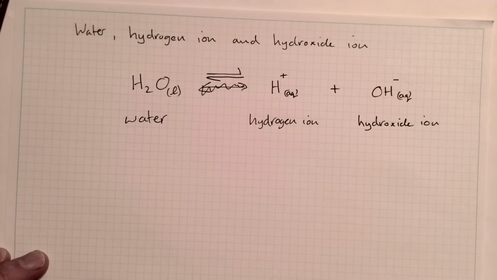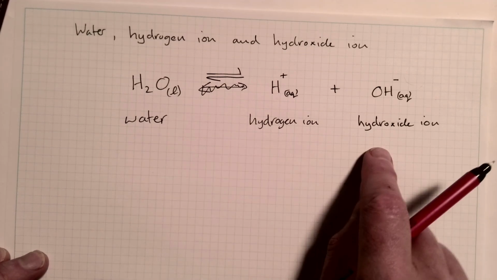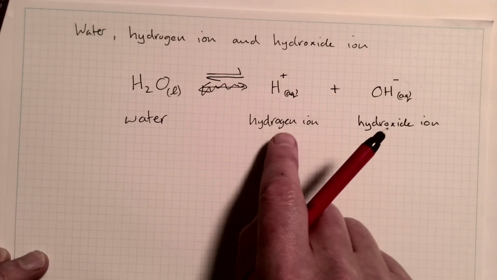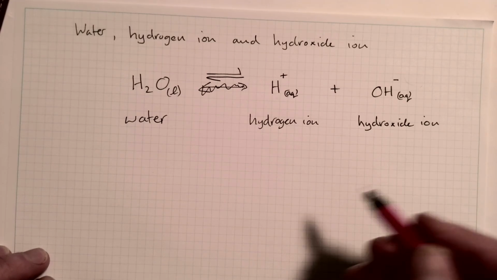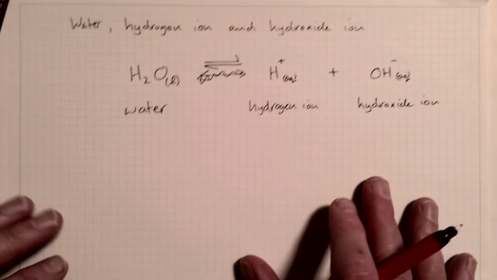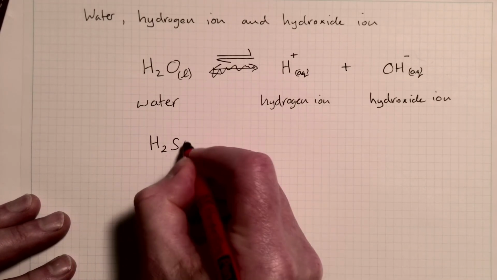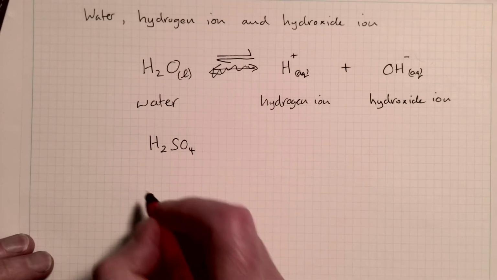So is water a base? Well, it produces hydroxide ions. The point is, of course, that because water produces equal amounts of hydrogen and hydroxide ions, it's neither an acid nor a base. It's always neutral because they balance out. So let's have a look at this in a little bit more detail. If I take an acid, H2SO4, there is sulfuric acid. That's sulfuric acid.